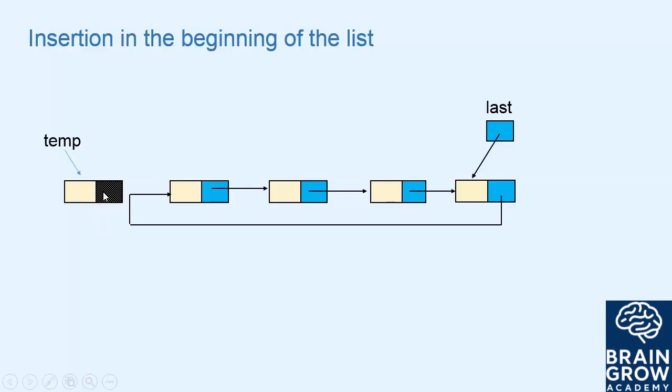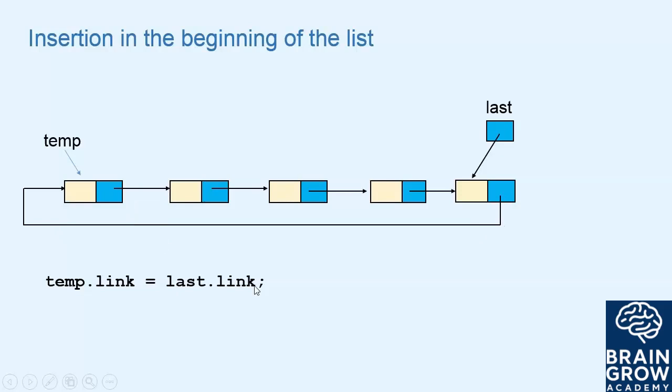But before doing that, first we'll make link of this node refer to this node. So we'll write temp link is equal to last link. Now we can change last link and make it refer to this new node. So now we write last link is equal to temp. So this is how we can insert a new node in the beginning of the list.